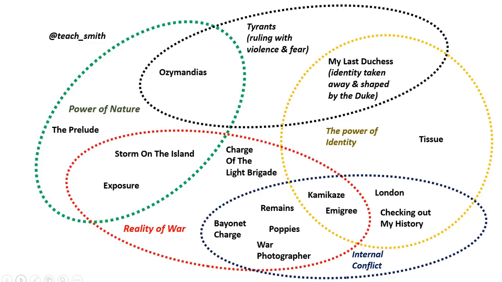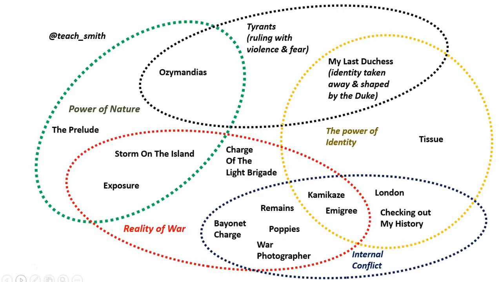So if we start from the top, we have tyrants. Tyrants ruling with violence and fear. Now, My Last Duchess involves a tyrant. The Duke is an awful man, okay? He's an awful human being. It's strongly hinted at that he had his Duchess, his young wife, killed out of jealousy, the fact that he couldn't control her. Now, he has the Duchess as a painting on the wall, so he can control the narrative about her. He even has a curtain in front of the painting.